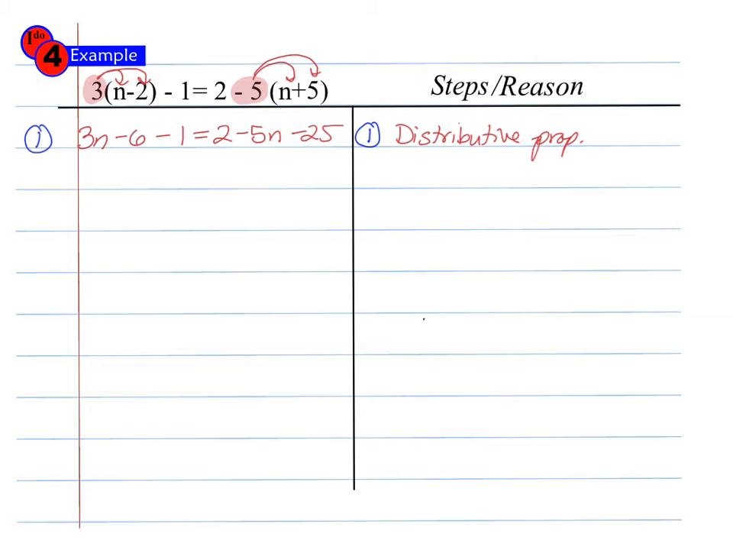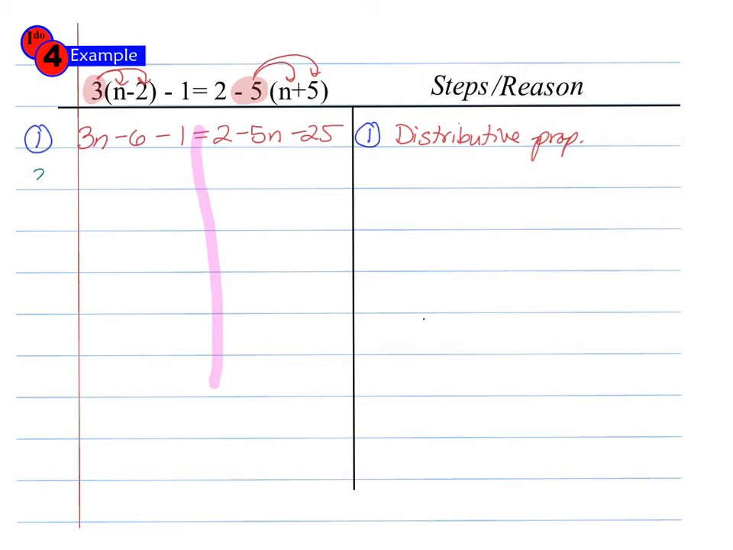Next step is you're going to combine your like terms. Remember that you have a left side and a right side of an equal sign. Anything that's on the left side cannot be combined with anything on the right side. You can use your other properties of inequality to move things around, but that's about it.